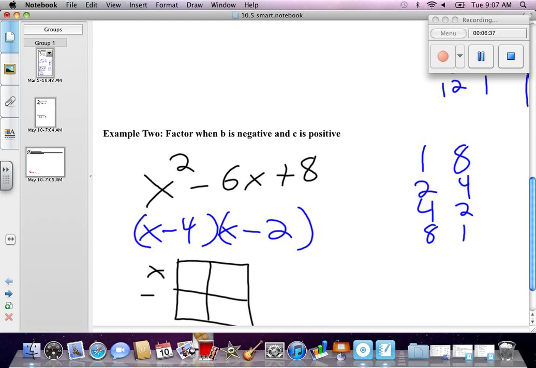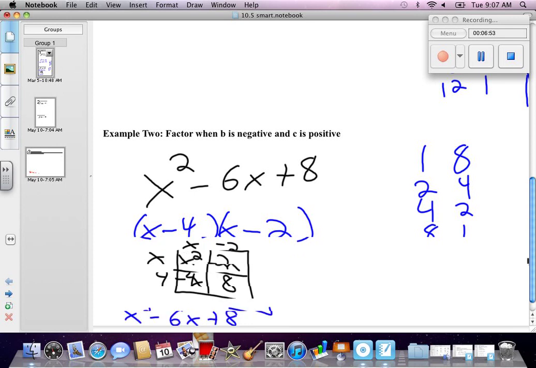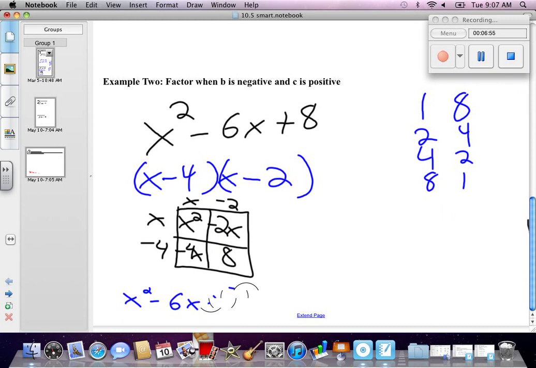I've got x and negative 4, x and negative 2. X times x gives me x squared. X times negative 2 is negative 2x. X times negative 4 is negative 4x. Negative 4 times negative 2 is a positive 8. Okay? And then I've got these two that match, so I can add them together and they give me negative 6.